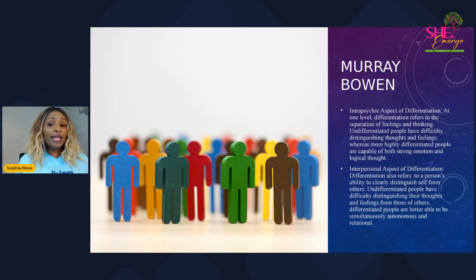When it comes to the interpersonal aspect of differentiation, we are looking at the person's ability to clearly distinguish oneself from others. So you know where you begin, where you end, where the other person begins and ends, so to speak. Let's look at this in terms of the difficulty persons experience distinguishing their thoughts, and not only their thoughts, but their feelings, from those of others. The differentiated people are better able to be simultaneously autonomous and relational.